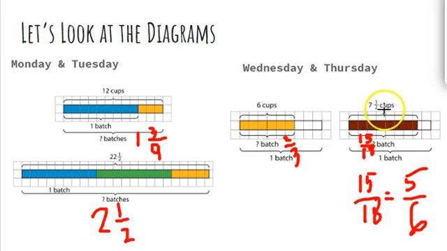And does that make sense with 7 and 1/2 compared to the 9 cups that was used in one batch? Yeah, 7 and 1/2 isn't that far from 9, and 5/6 is pretty close to 1 whole, so that does make logical sense in this situation.